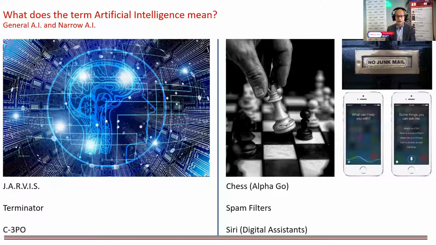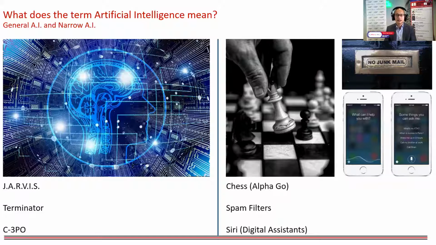For example, we have AlphaGo, which defeated the world Go champion. We have spam filters that we use in our daily lives, which help to sieve out the spam in our emails. We also have digital assistants like Siri that help to make certain parts of our life a little bit better. What narrow AI means is that for that particular domain where the machine model is trained in, it is extremely good at it. But if you put it in another domain, then it will cease to function as well.